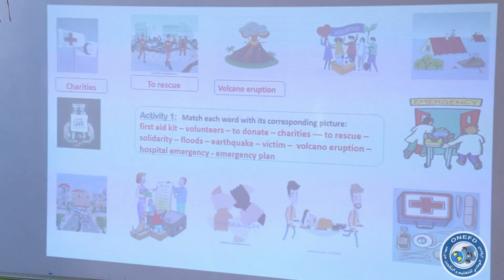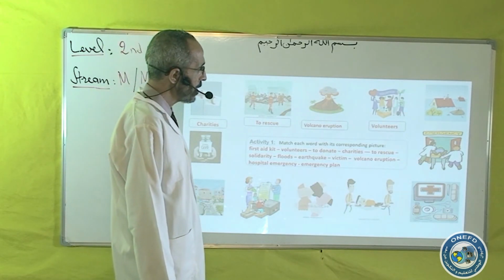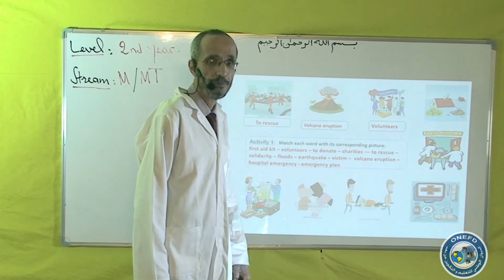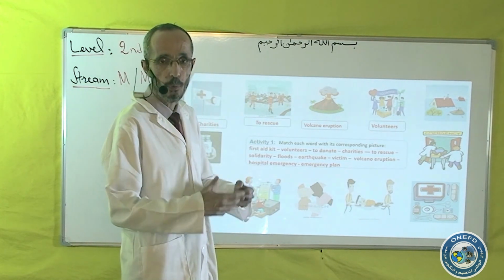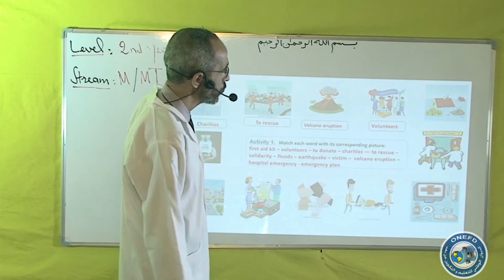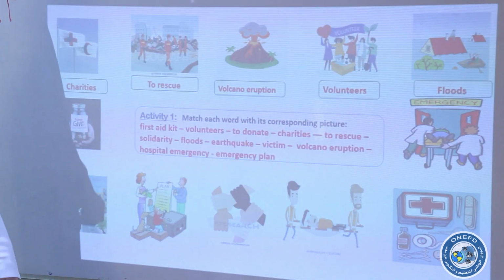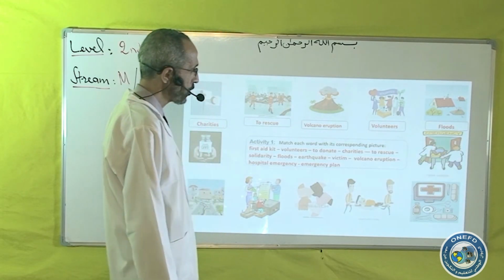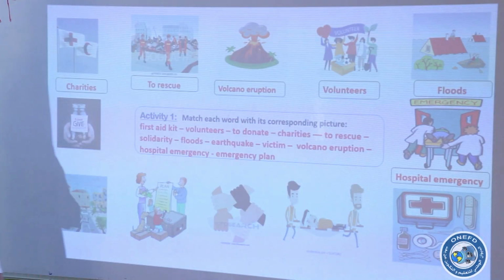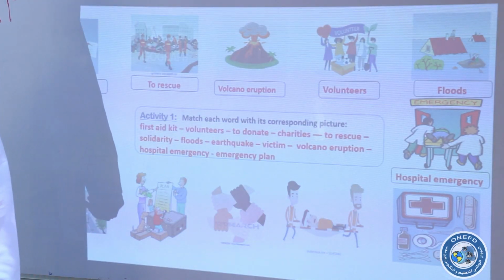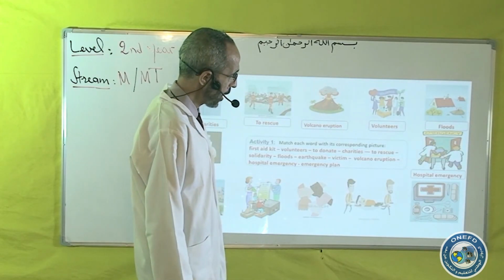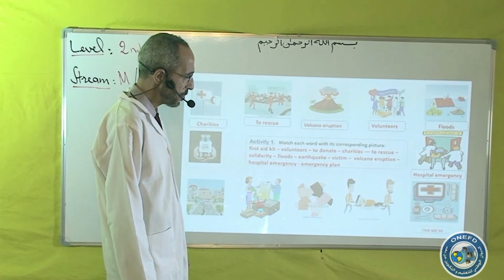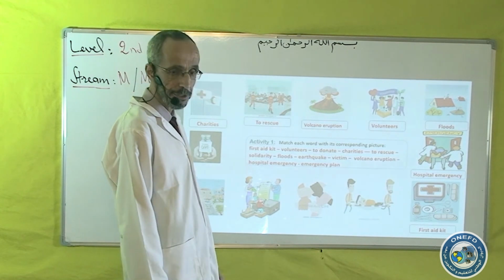Volcano eruption. Picture 3. These are volunteers. Who are the volunteers? They are people working for charities. Next one, picture number 5. These are floods. Picture number 6. This is a hospital emergency. Picture number 7. First aid kit.